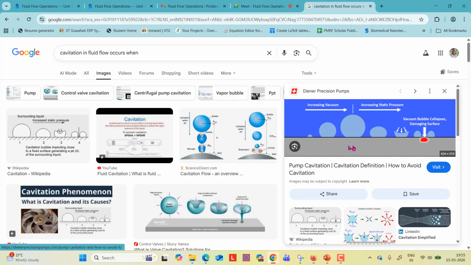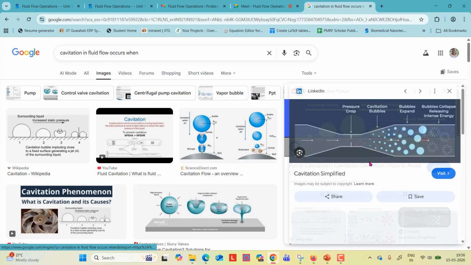Okay, so here the flow is going, right? Fluid is going and vacuum is increased. That means the pressure is very low. So a bubble is forming at the edge, and after some time, when it reaches a higher pressure zone, the bubbles are squeezed and the vacuum bubbles collapse. They are collapsing and damaging this surface. So now they are squeezed.